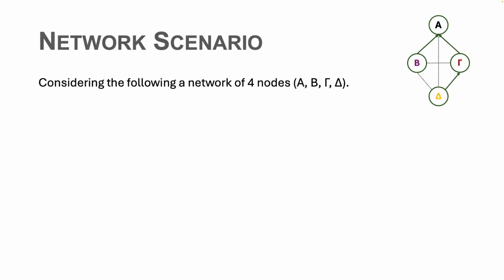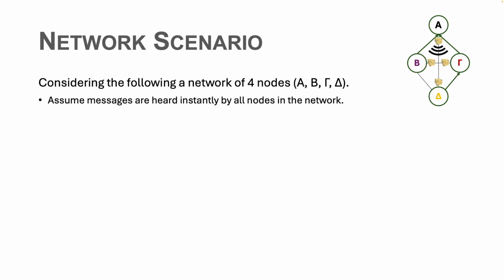Let's consider a simple network composed of 4 nodes: alpha, beta, gamma, and delta, where the dotted lines show the neighboring relationships while the green arrows indicate the routing parent-child relationship. We will also assume that when any node transmits a message, all other nodes in the network hear it instantly, so there are no delays or message losses. In this example, we will use a redundancy constant k equal to 2.